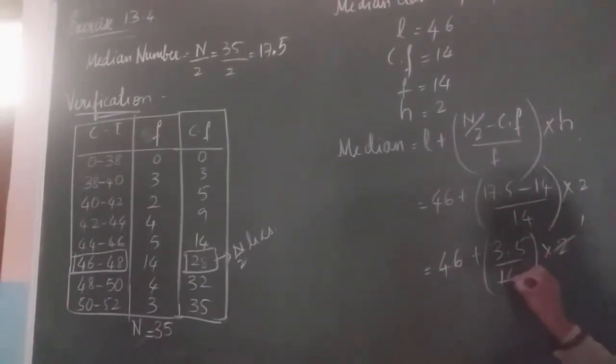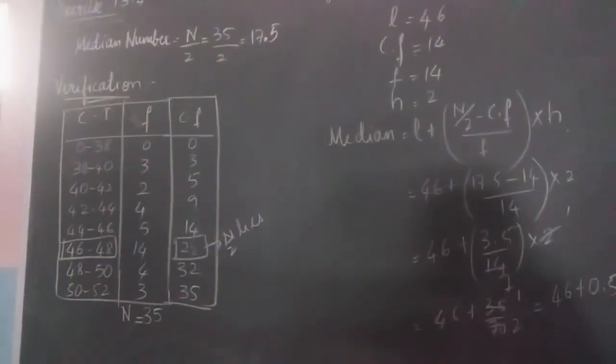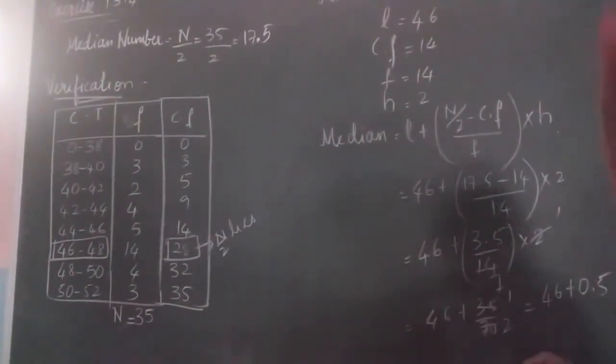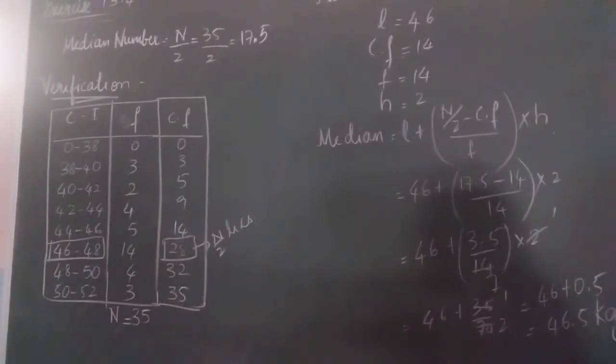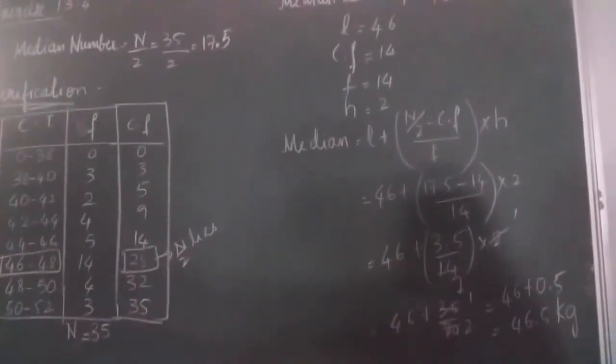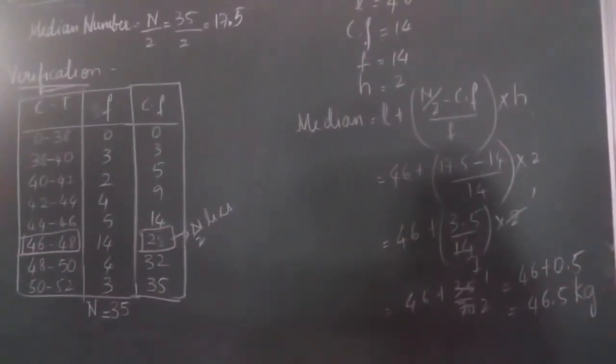We can cancel it. 2 ones are 2, 2 sevens are 14. So it is 46 plus 35 by 70. So 35 ones are 35, 35 twos are 70. So you can take it as 46 plus 0.5. Now you can write the answer as 46.5. This is in terms of kg there. Is it clear for you? Okay. Thank you.